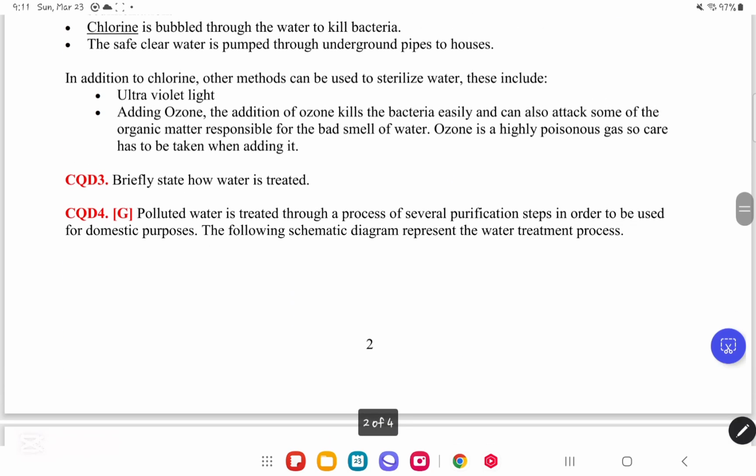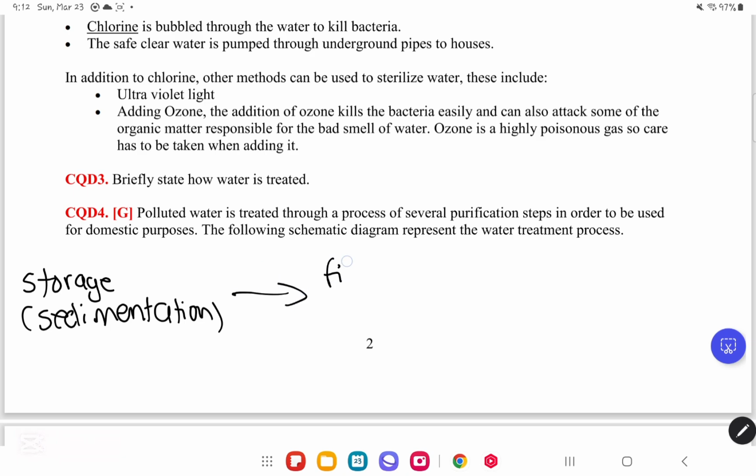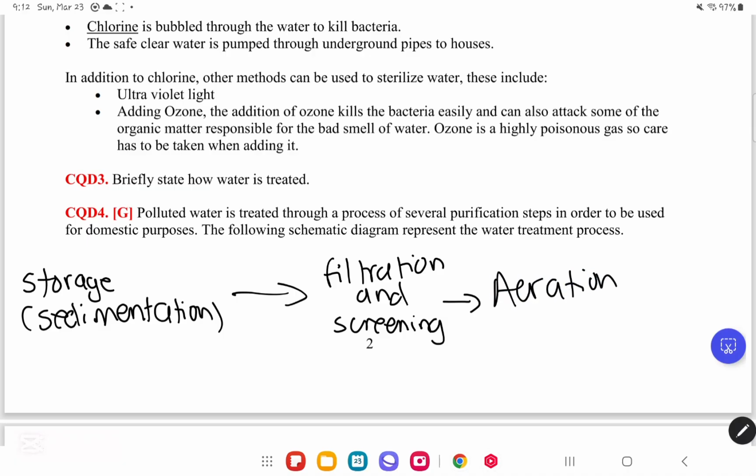Okay, so I could go down and make a small diagram at the bottom. We first start with storage, also known as sedimentation. After that, we will move on to filtration and screening. Then after that, we will move on to aeration. This is all taken from the answer key, by the way. And then we will move on to sterilization. Okay? So what do we need to know about each part?